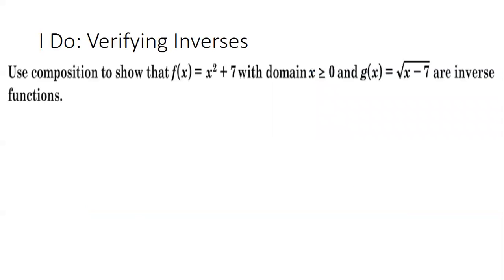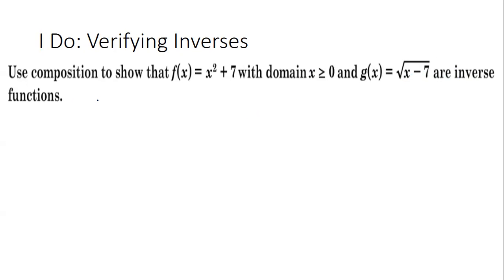So we're gonna talk about verifying. So how do we verify? Using composition to show that f of x equals x squared plus 7 with the domain restriction that x has to be greater than or equal to 0, and g of x equals the square root of x minus 7 are inverses, okay? So to prove that they're inverses, we are going to do composition.